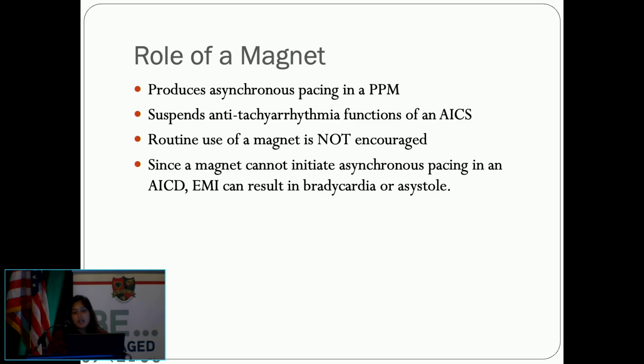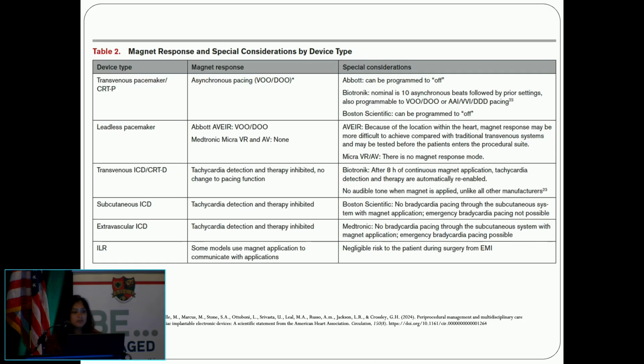And when a magnet is placed on an AICD, the anti-tachyarrhythmia detection is suspended, but not the pacing capabilities. So since a magnet cannot initiate asynchronous pacing in an AICD, EMI can result in bradycardia or asystole. Other disadvantages include the ability to maintain the position of the magnet in, like, the lateral or prone position, depending on the surgery, possible compromise to the operative field sterility, and the presence of surgical drapes can interfere with access to it as well.